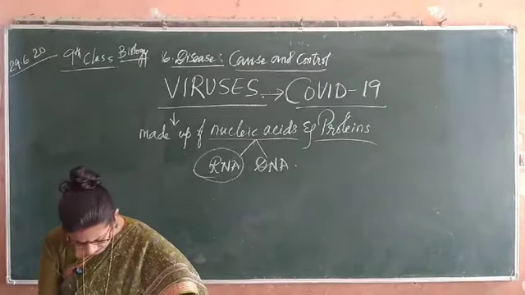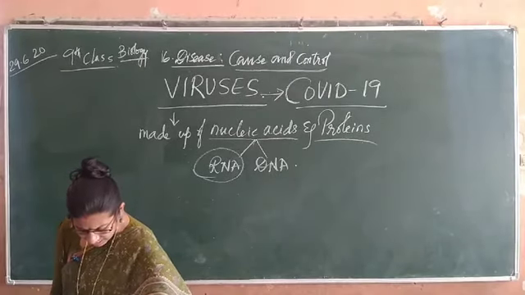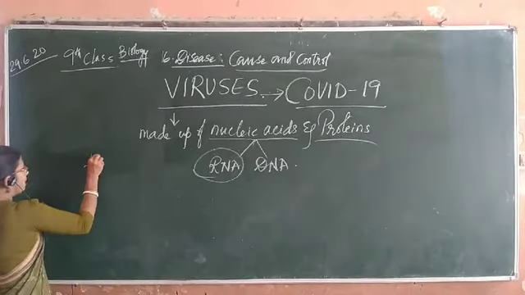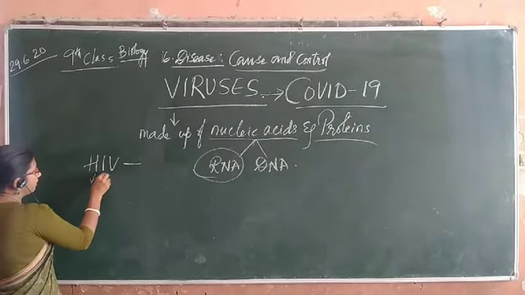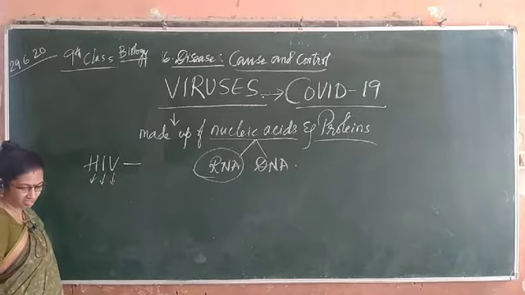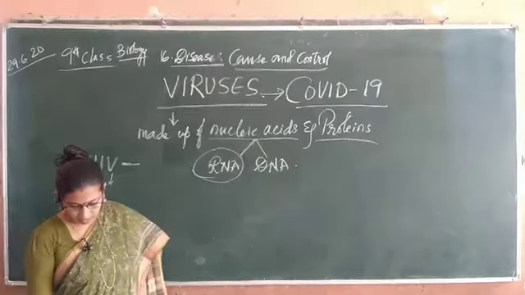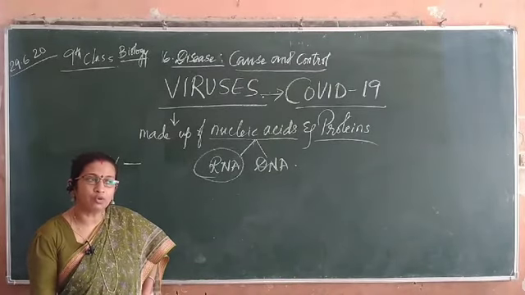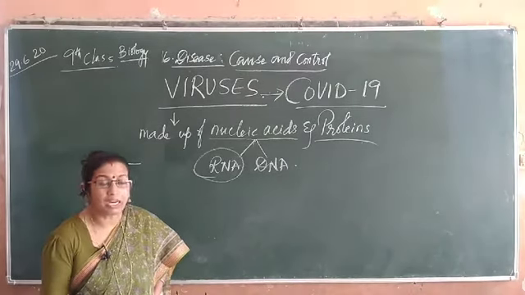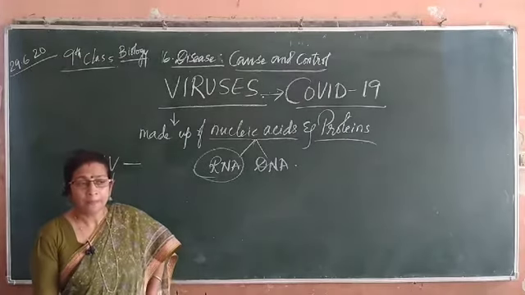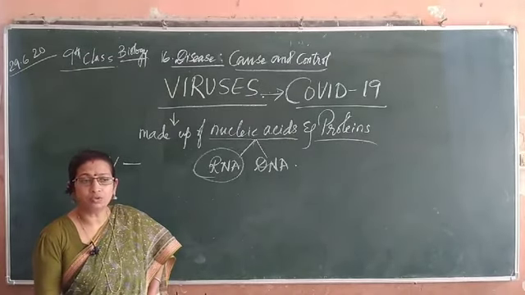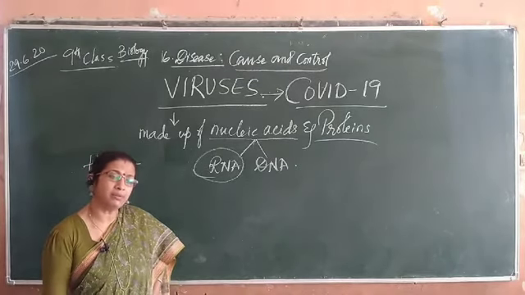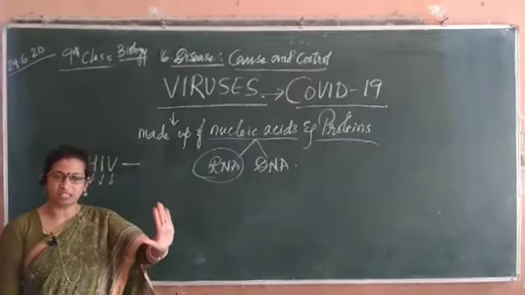Common viral diseases: hepatitis, and AIDS or HIV. What is HIV? That is human immunodeficiency virus. The virus which causes AIDS, that is acquired immunodeficiency syndrome. People are saying that those people are very vulnerable who have very low immunity power. Immunity means the power to resist a disease.